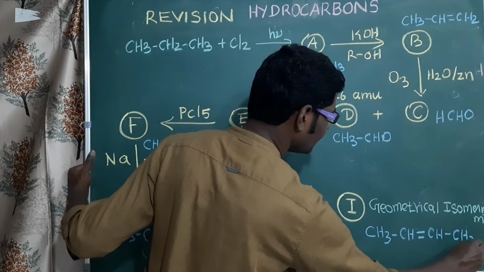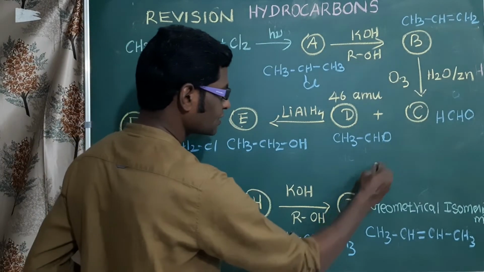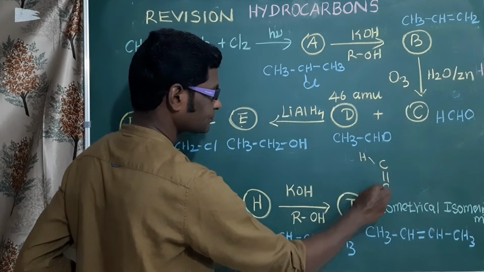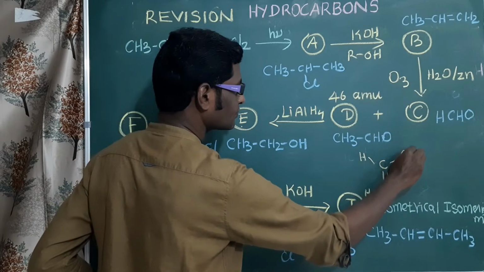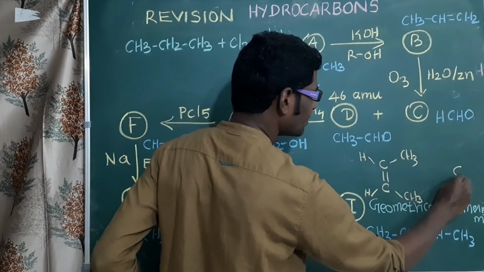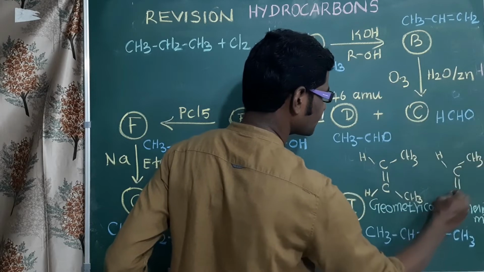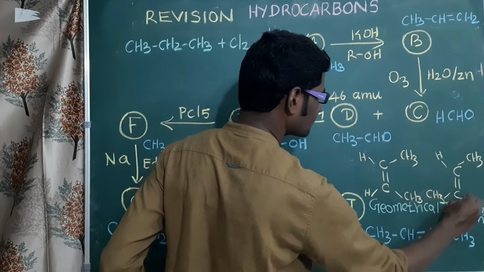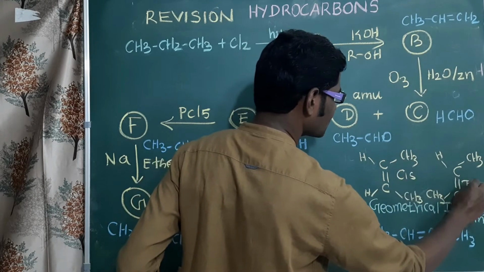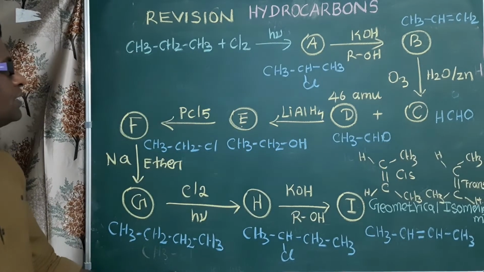For 2-butene, we can write cis and trans isomerism. What is cis isomerism? Similar groups lie on the same side. Trans isomerism, similar groups lie on opposite sides. Cis, trans. I will repeat again.